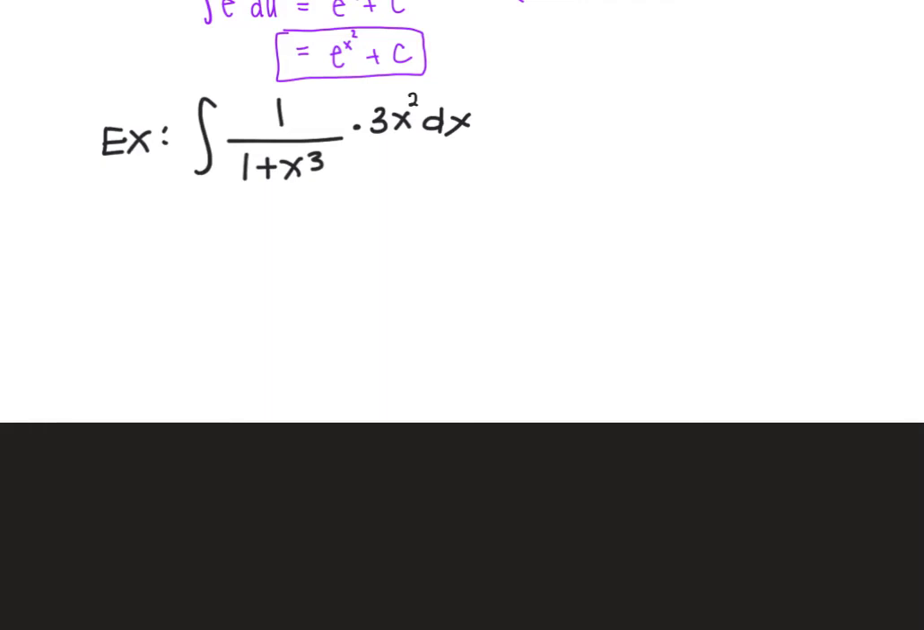So now I'm going to pick the denominator to be u because that looks the most complicated and it's inside a denominator. So u equals 1 plus x cubed, which means du dx is 3x squared. I'm going to solve for dx.